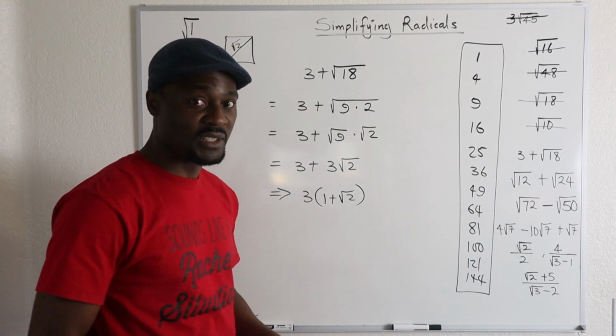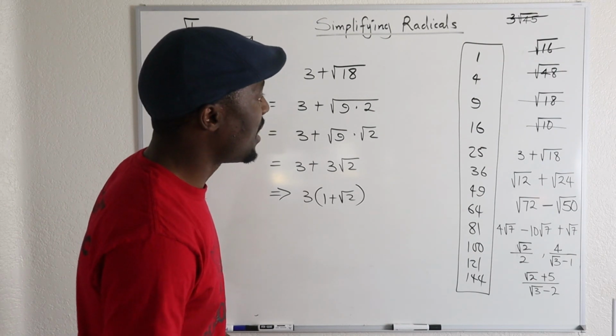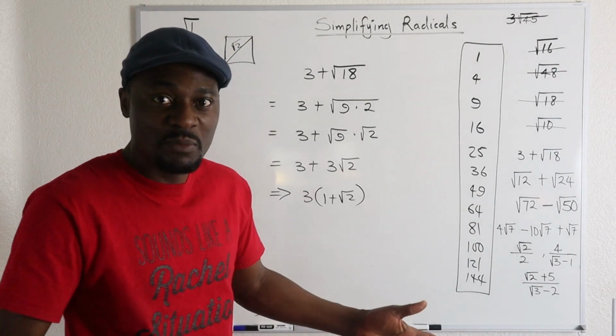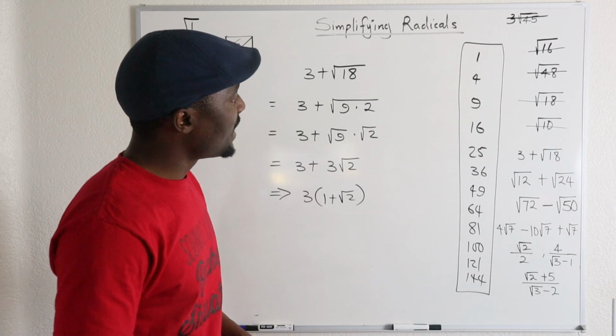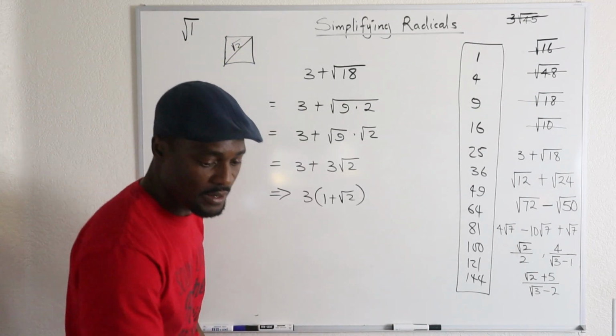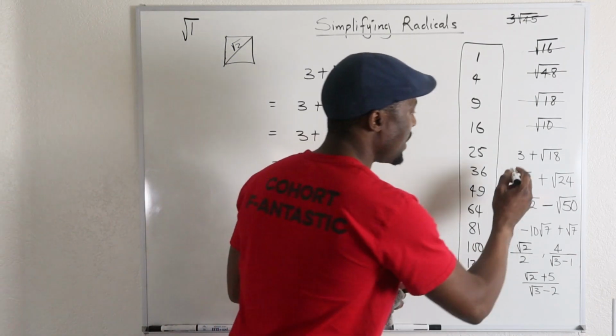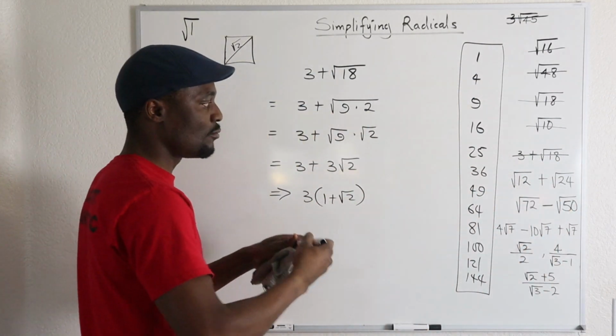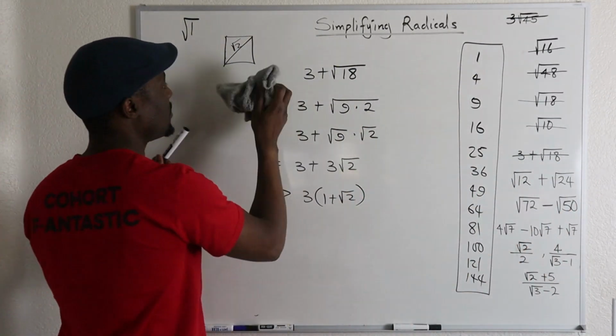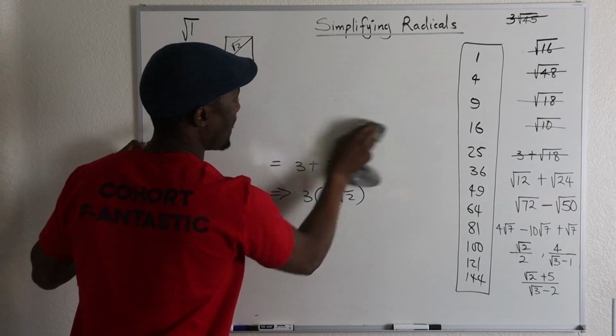Square root of 3, 1.732. Square root of 5. You want to know those expressions. So let's go to this. I'm going to move on to the next one: when you add them together.